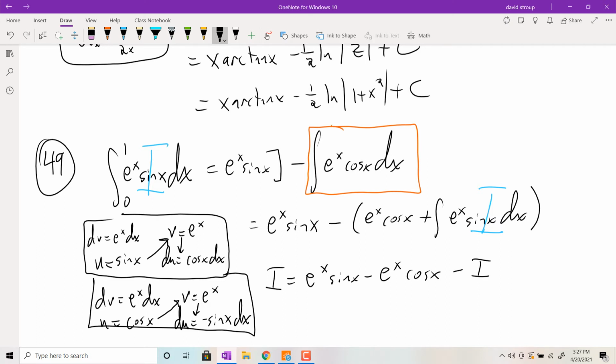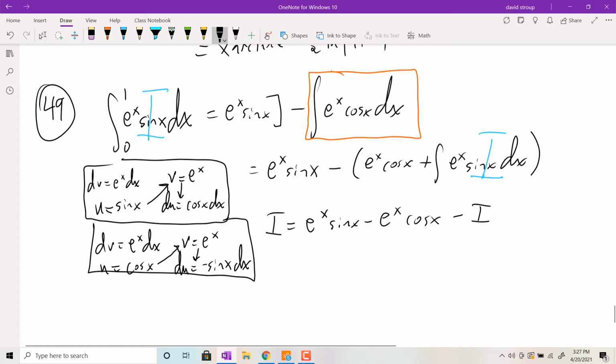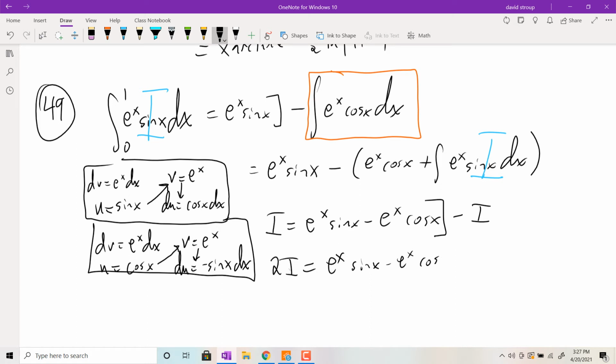minus I. And then move the I to the other side. I still have to remind myself to evaluate here eventually. But adding I to both sides gives me two I's. That'll be e to the x sine x minus e to the x cosine x. Don't forget to evaluate. And then finally I is equal to e to the x sine x minus e to the x cosine x over 2. And have to evaluate from 0 to 1.